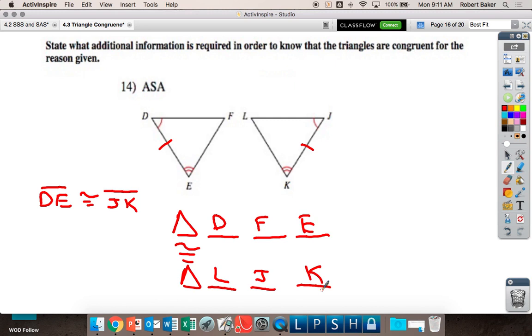Oh, sorry. Is that why I was getting confusing looks? JLK. Good catch. Sorry, I made a mistake. I would have got that wrong on the test. Good thing I'm making the answer key, right?